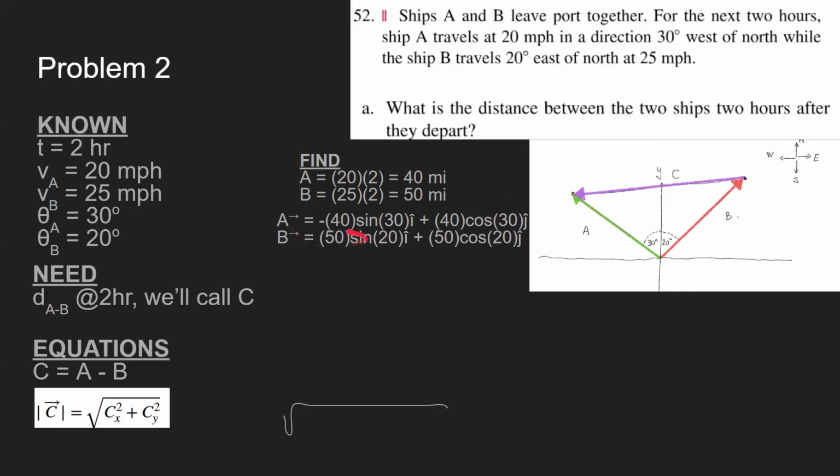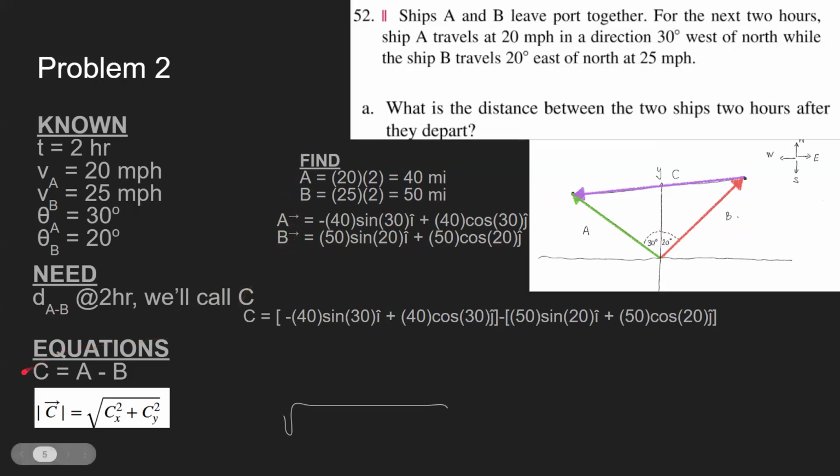Then B, you can see same thing. You'll just do the same thing, but you change the value. So 50 sine 20, and both of those are positive because in this quadrant, the x and y are positive. So we found the components of the vectors A and B now. That's good. Now we will subtract A vector minus B vector to get C vector.